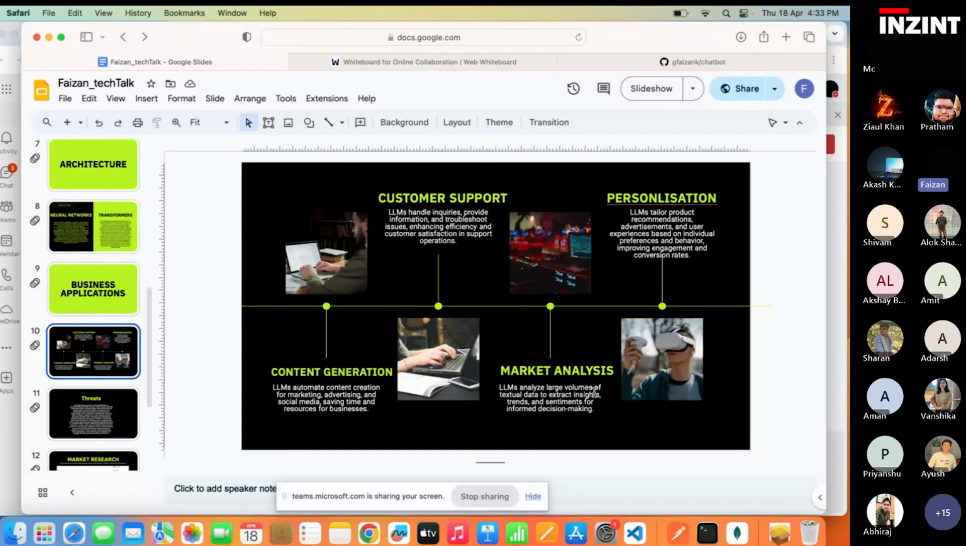Moreover, LLMs can continuously learn and adapt to evolving market conditions. As we have already discussed, training LLMs is an integral part of our process. So again, in market analysis also, we can train LLMs with a lot of evolving market conditions and evolving data, ensuring that businesses stay ahead of the curve by leveraging real-time insights for strategic planning and execution. Okay.